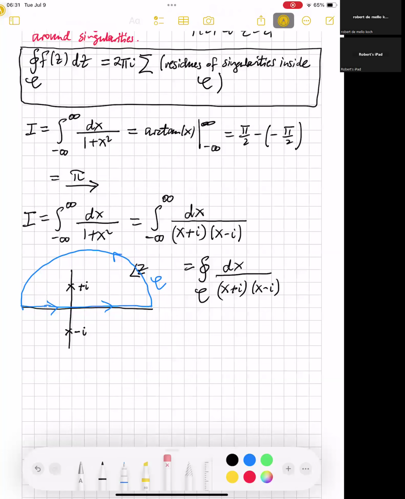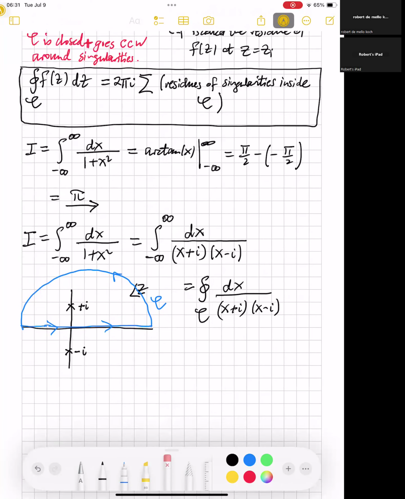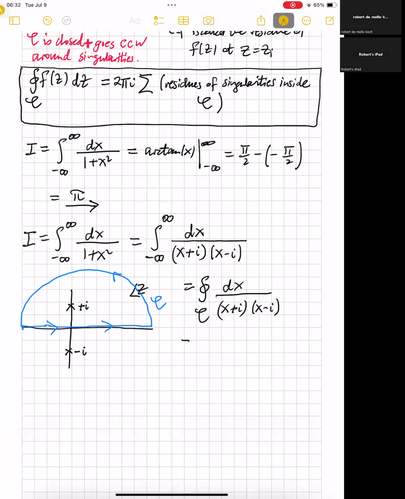Okay, so now that we've closed our integration path, we know what the answer should be. According to the residue theorem, the answer should just be 2πi times the sum of the residues inside C. But there's only one singular point inside our contour C, and that is the point plus i. So we should get 2πi times the residue at i. So now we want to calculate the residue at i.